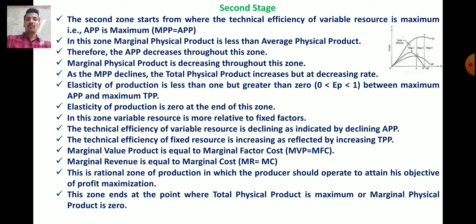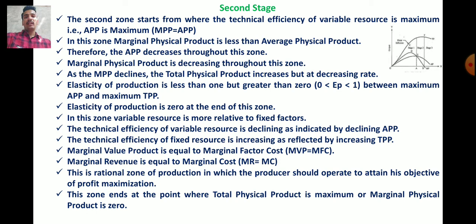The technical efficiency of variable resources is declining, as indicated by the declining or decreasing average physical product. Then in case of fixed resources, the technical efficiency of fixed resources is increasing, as reflected by increasing total physical product. The marginal value product is equal to marginal factor cost, means in the second stage MVP is equal to MFC, that is marginal factor cost, and marginal revenue is equal to marginal cost. So this is the rational zone of production in which the producer should operate to obtain his objective of profit maximization.